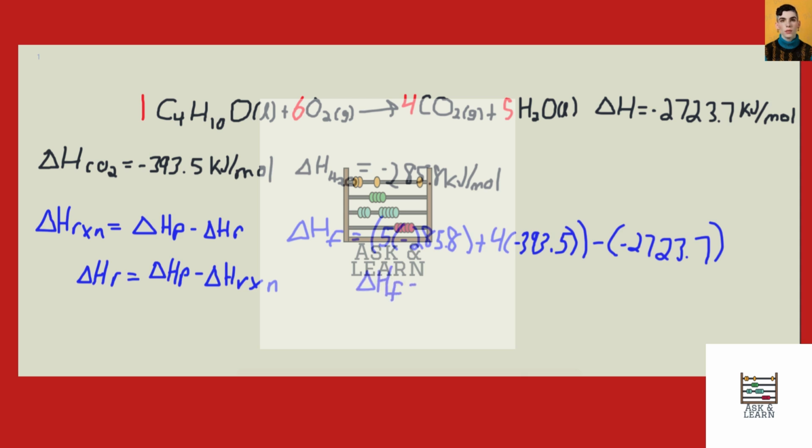So delta Hf for this reaction is going to be minus 279.3 kilojoules per mole. So that's going to be the delta H of formation for our diethyl ether.